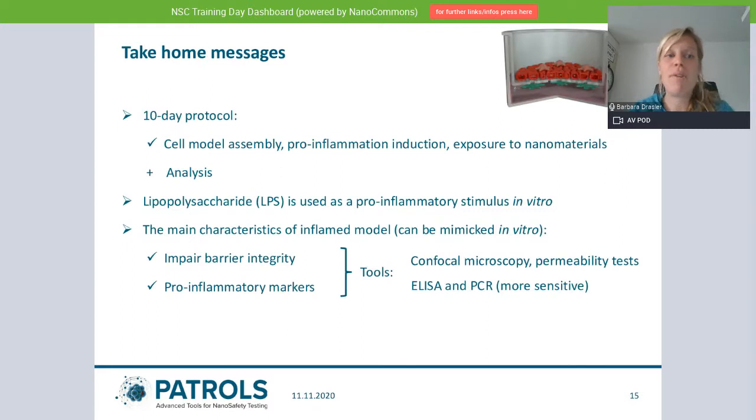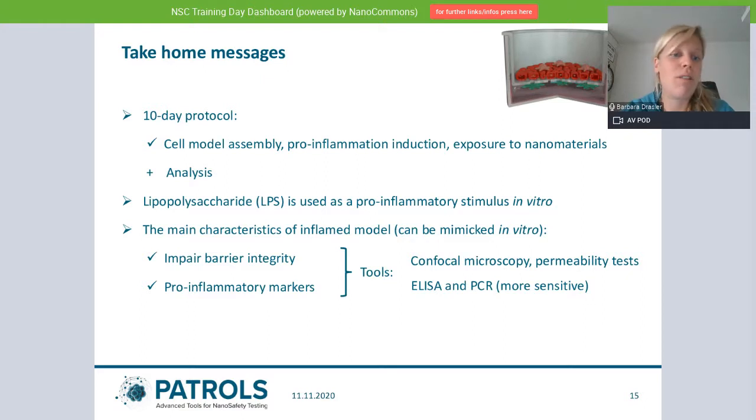So here I'm coming already to the end of my presentation. What I presented today is that in 10 days we can assemble the model from primary immune cells and a cell line, and we can induce inflammation and expose to nanomaterials. And of course, we need to analyze the whole thing.